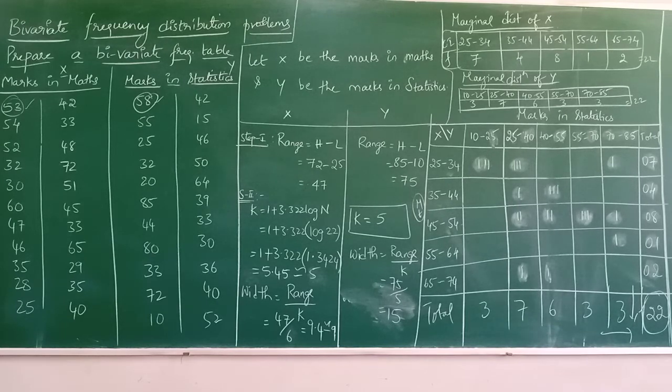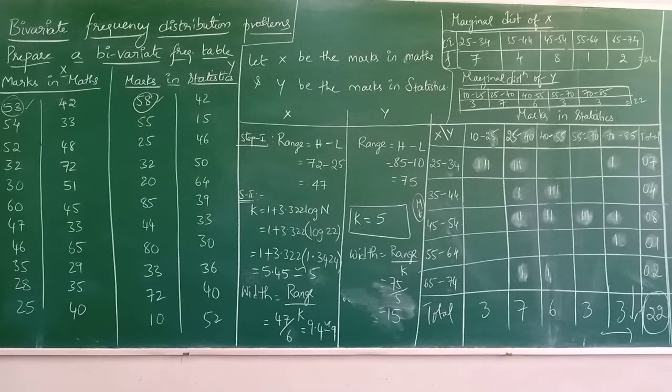Look at those steps. First, we need to calculate the range for both variables x and y, as well as Sturges' rule, because everything is unknown. We don't know the width as well as the type of class interval. So that is the reason we have to calculate using Sturges' rule, K equals 1 plus 3.322 log n. You will get an approximate value of 5, and the width is range by number of classes. So 47 by 6, 9.4, approximately 9 should be the width within 5 classes. For variable y, among 5 classes, taking width 15, it should be framed.